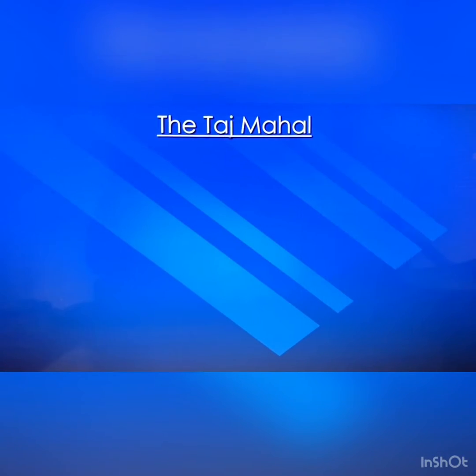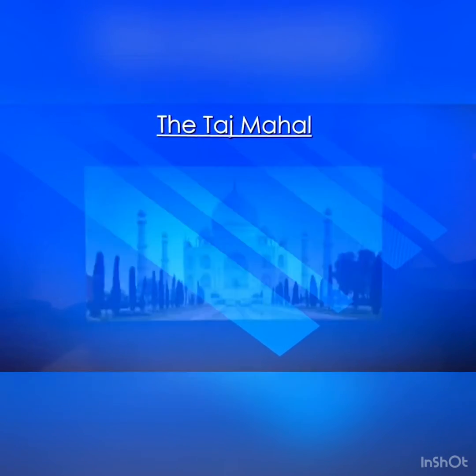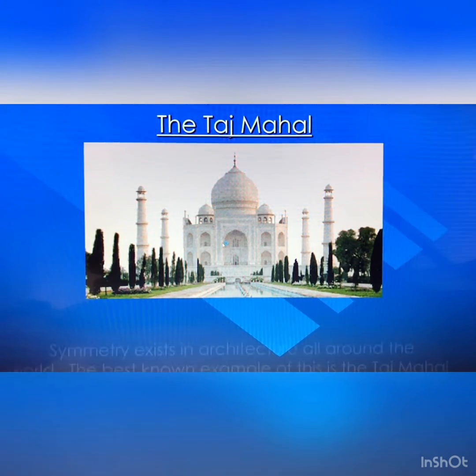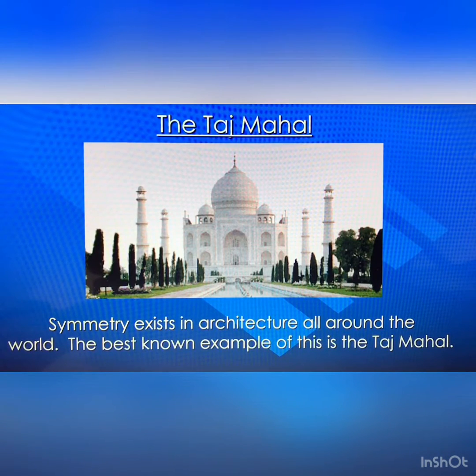Now the Taj Mahal, for example, you can see here in this diagram, this is the Taj Mahal. If you draw here a line, vertical line, then you can get a line of symmetry. Symmetry exists in architecture all around the world. The best known example of this is the Taj Mahal.